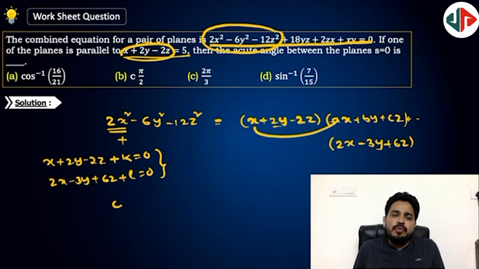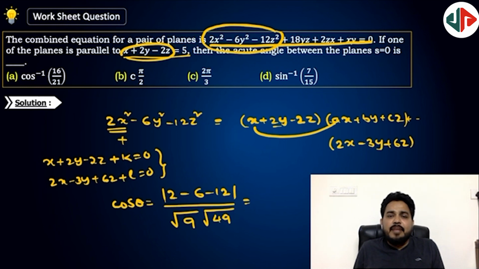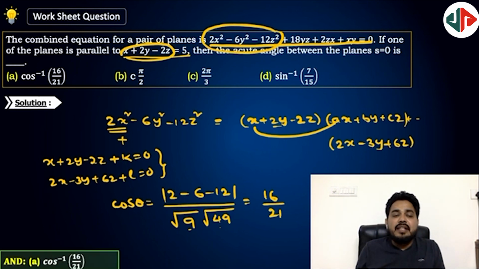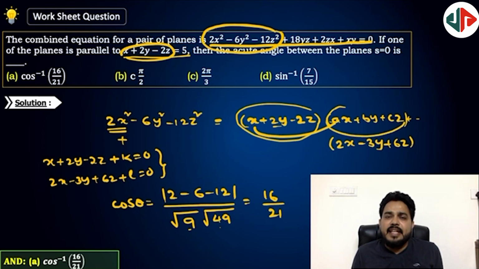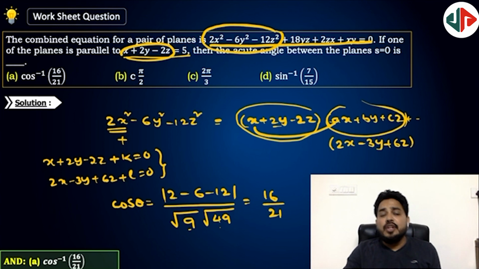Angle between these two: cos theta is equal to A1 A2 plus B1 B2 plus C1 C2 by the square root of A1 square plus B1 square plus C1 square into the root over here. This is 49. The answer will be 18 minus 2, so 16 by this is 3, this is 7, 21. So the answer will be cos inverse 16 by 21. So you simply need to split the given combined equation of planes into two separate planes.